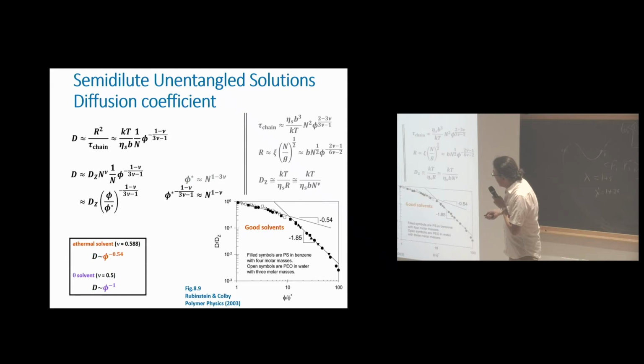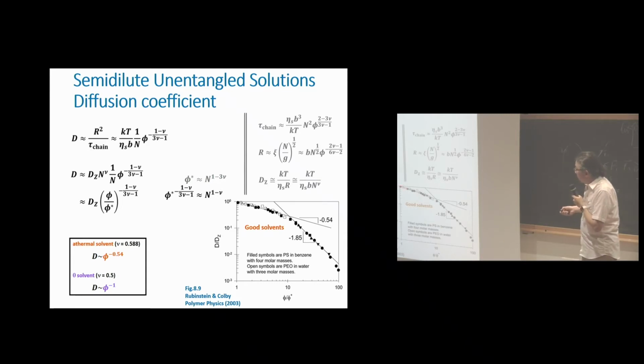Again, in a theta solvent, D decreases with the concentration, and the power law is minus 0.54, and for a theta solvent, this is -1. In the textbook of Professor Rubinstein and Professor Colby, you can find this example from the literature. In the dilute, semi-dilute solution and entangled regime, you can have roughly this slope of minus 0.54. At higher concentration in the entangled regime, I will show you later.